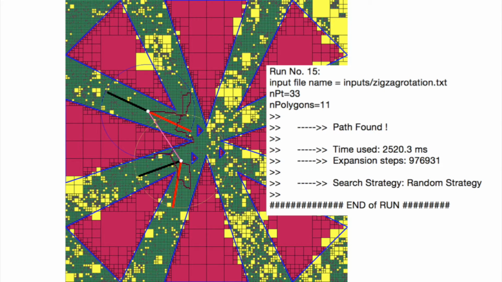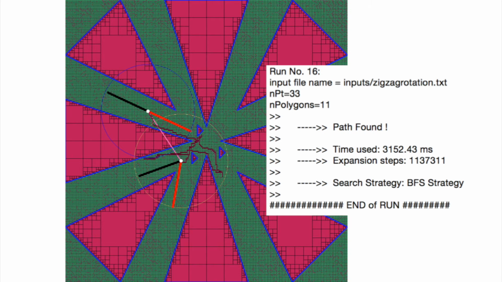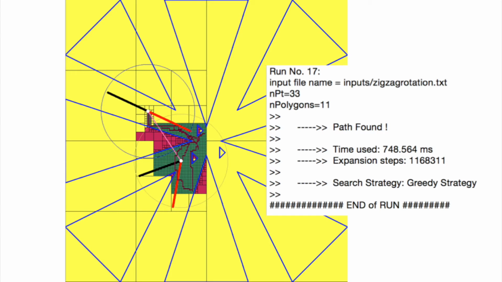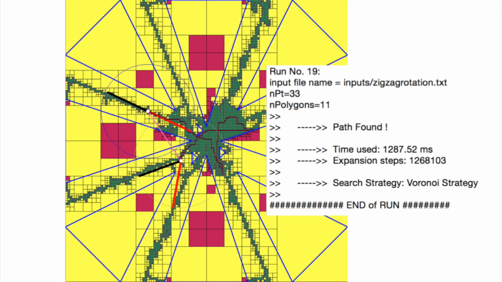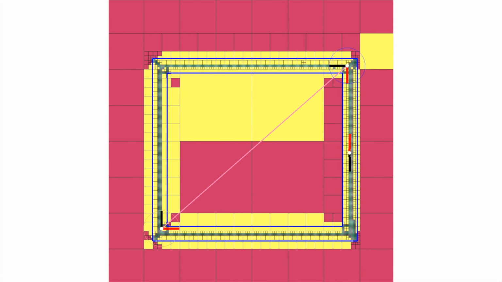Here is the same environment, but with the random strategy selected and epsilon decreased. Notice the random strategy took 2.5 seconds. The BFS strategy took 3.1 seconds. The greedy best first strategy took only 0.7 seconds. The distance plus size strategy took 0.9 seconds. And finally, the Voronoi heuristic took 1.2 seconds. Here is another path found by the Voronoi heuristic.